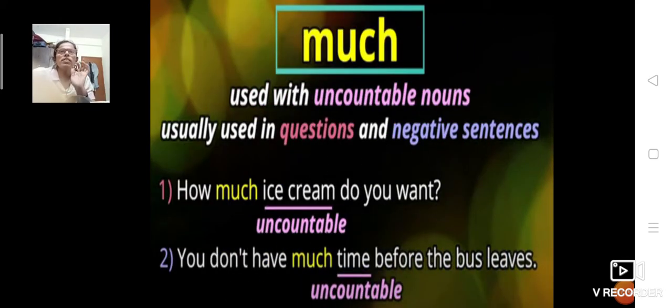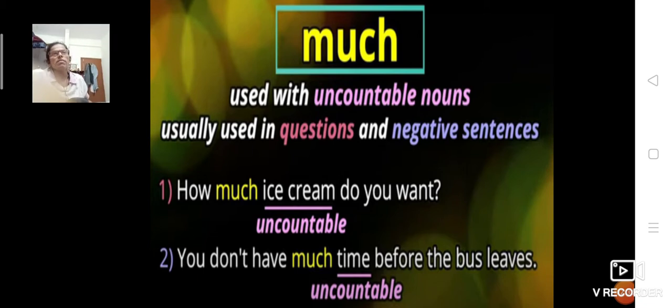So here we'll learn now. The next one is much, used with uncountable nouns, which we cannot count. Children, we can use it in things like: how much time do you spend playing games? Time, how much time, we can't count it, right? We can just tell the timing, but we can't count the time. How much time do you spend reading a book? How much sugar do you need in your tea? Sugar also we can't count, right?